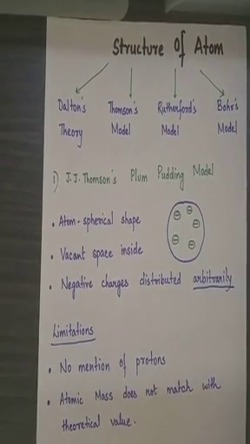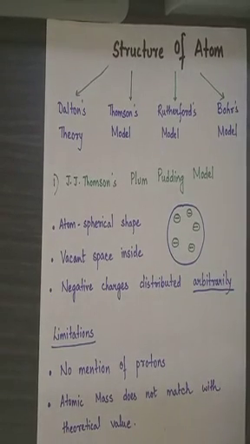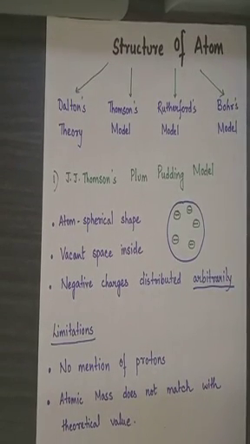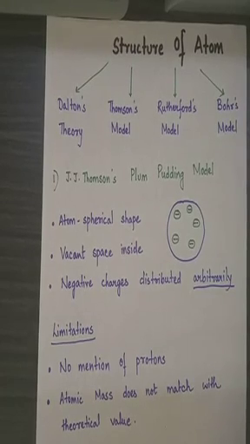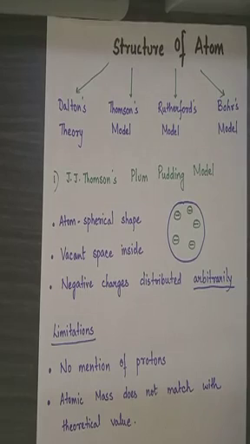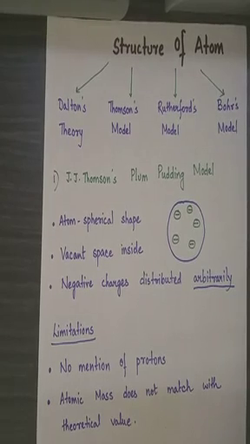So what he tried to say is, there's a spherical shaped thing inside which there is a lot of vacant space, empty space, and there are negative charges. He did not even use the word electrons. It later on came to be known as electrons. These negative charges are embedded or distributed arbitrarily anywhere, anyhow inside the atom. So that was his theory.